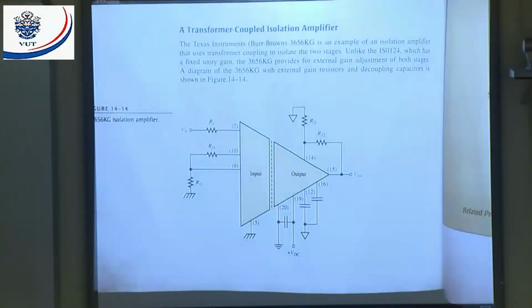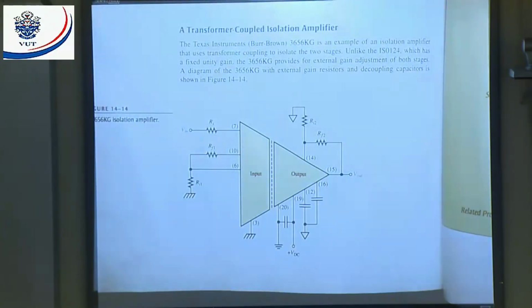They say the Texas Instruments Burr Brown. Texas Instruments is the manufacturer of the IC. The number is a 3656 kg. It is an example of an isolation amplifier that uses transformer coupling to isolate the two stages. They say, unlike the ISO-124, which has a fixed unity gain, the 3656 kg provides for an external gain adjustment of both stages. A diagram of the 3656 kg with external gain resistors and coupling capacitors is shown in figure 14.14.